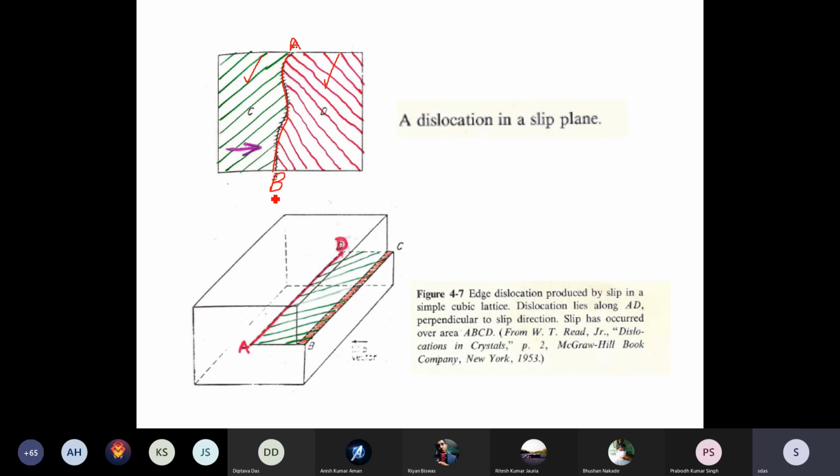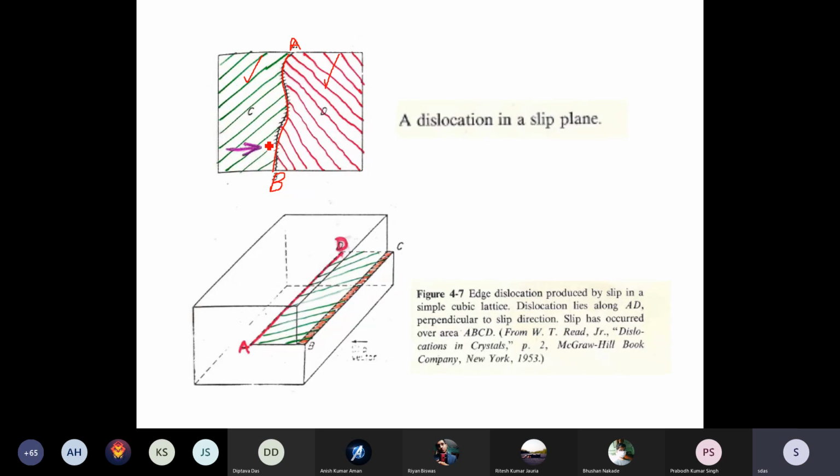The region AB, this line, has a finite width. It can be 10 angstrom to 20 angstrom width, for example. And it is called a region of localized lattice disturbance. Localized lattice disturbance, because in this region, atoms move by a distance which is not equal to one atom spacing, rather a fraction of an atomic spacing. So that region is disturbed.